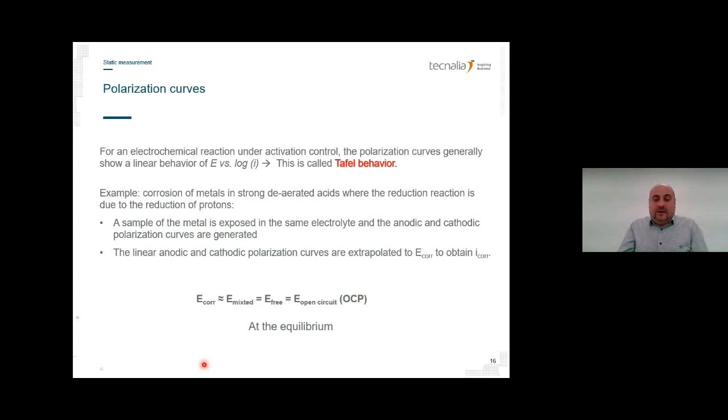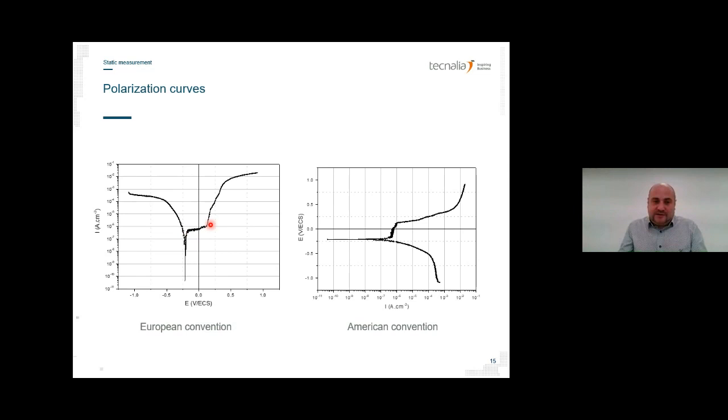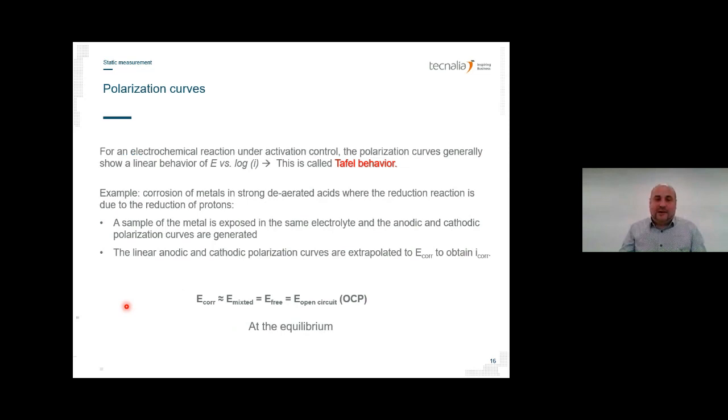We can see in these areas here mainly, that is something a bit different, but let's say we could see in this area that there is a part in the logarithm that is quasi linear. That's interesting. That was identified by Tafel. We call it Tafel behavior, and it's quite interesting information. Now, let's take an example.